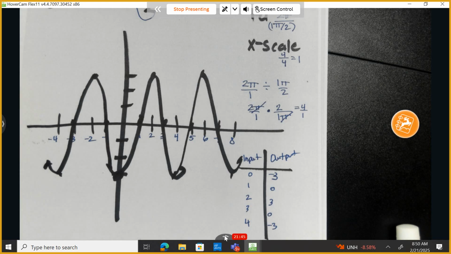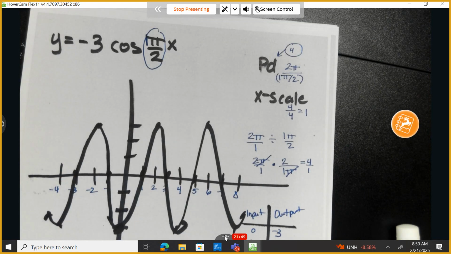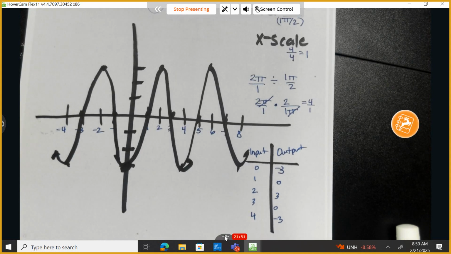Jimena, can you tell me, at 3, what is the output for this particular function? 0. Good job. Blanca, can you tell me what is the output at negative 2? Good. 3. Good.